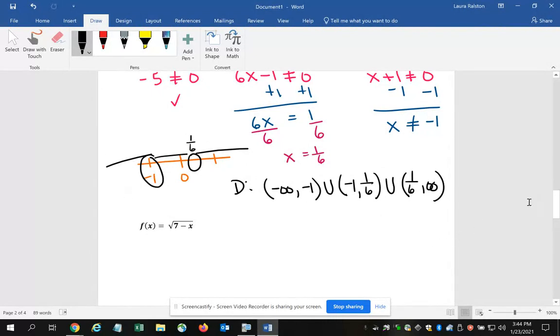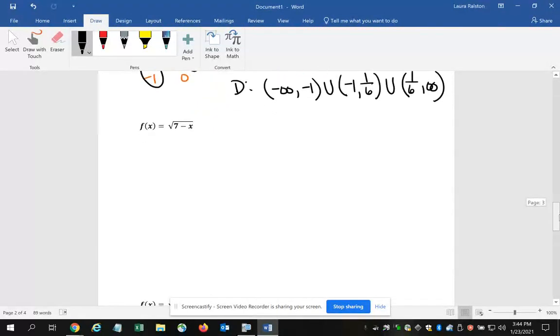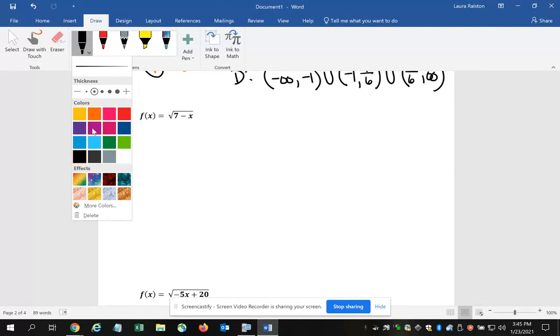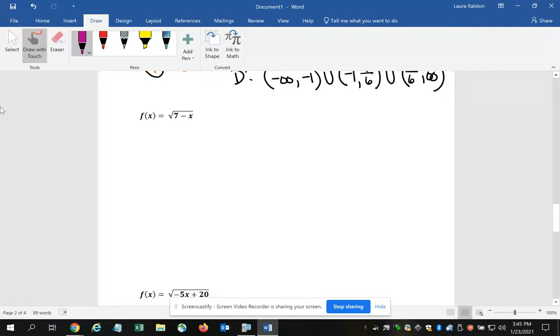Okay, so let's move on to some examples where we have radicals. In this next example, the function is the square root of 7 minus x. Okay, so this is a square root function. The square root is an even indexed root. So we have to assure that this number underneath, which is called the radicand, is greater than or equal to 0, which means it's got to be positive.